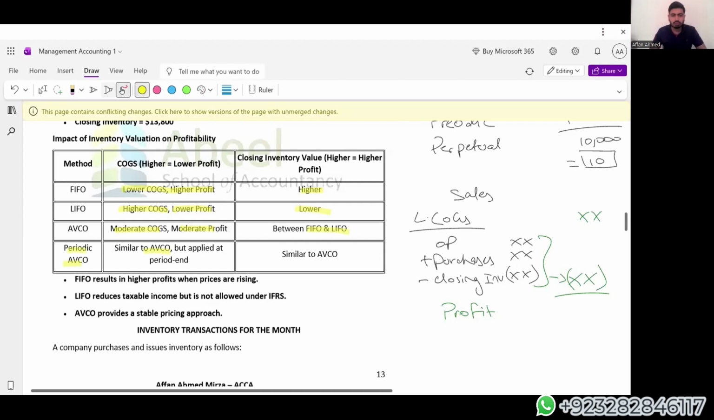So perpetual and periodic are both giving you the same indications. Now, FIFO results in higher profit when prices are rising. LIFO reduces the taxable income but is not allowed under IFRS.